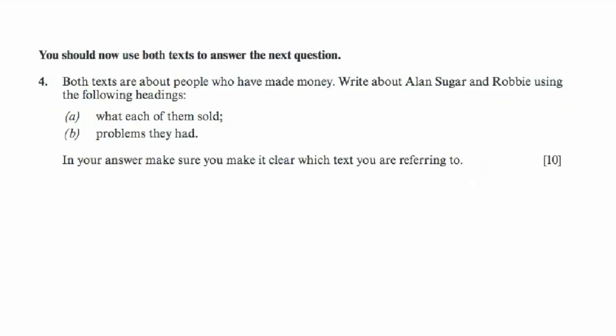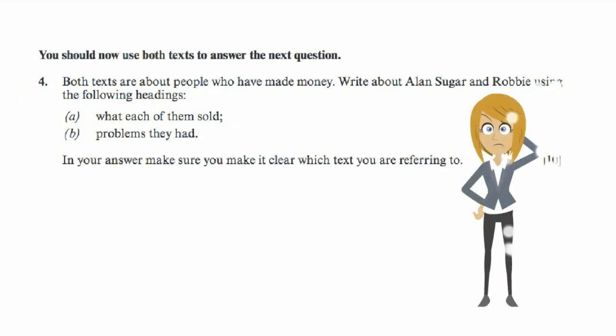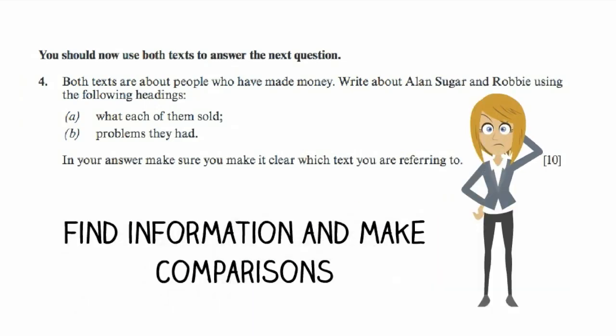Question 4 is the hardest question on the paper. So it asks you to use both texts to answer the question. So this one is asking you to compare them. So you might be looking for similarities or you might be looking for differences when you're comparing. In this case, the question's asking you to look for similarities. It's asking you to find what they sold and the problems they had. Now this one asks you to look for information and be able to make comparisons, and lots of people find that skill difficult. I'm going to post a separate tutorial for answering the comparison question.